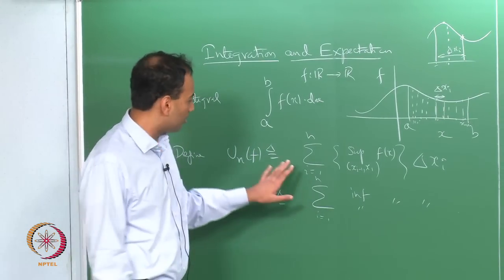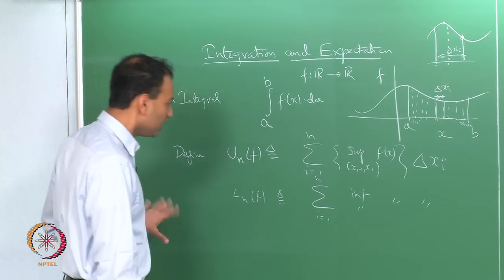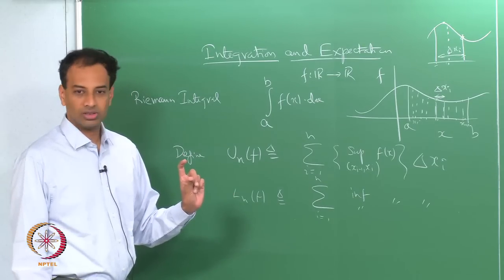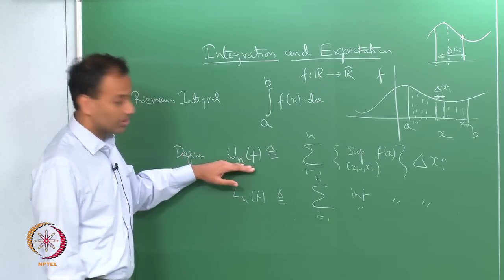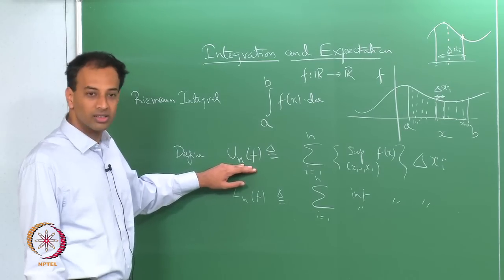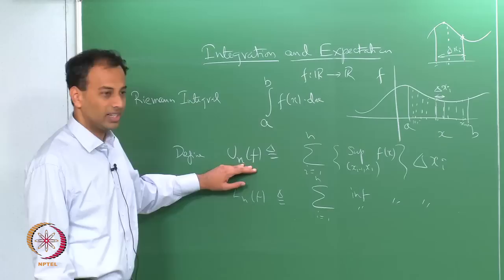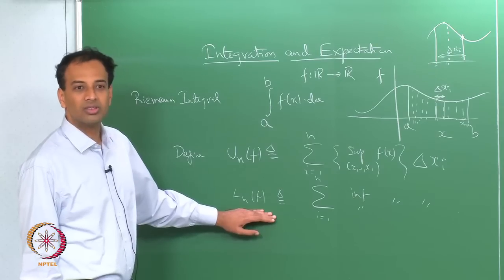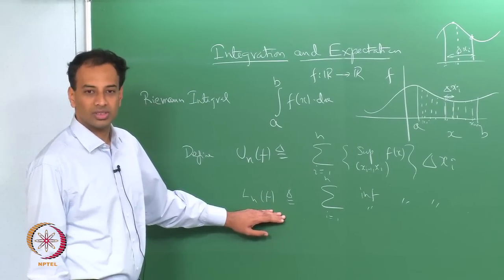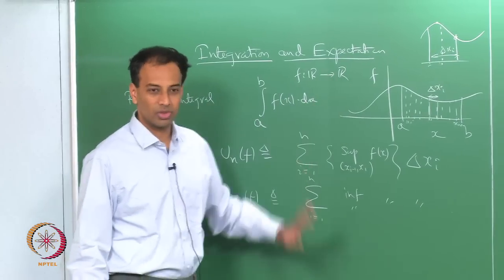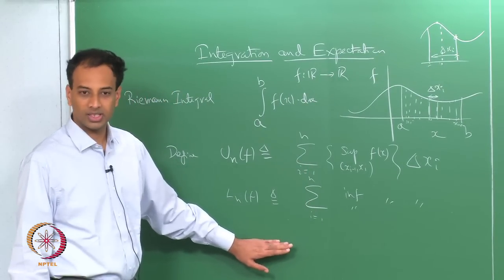So if you send n to infinity, such that each delta x I goes to 0, this sequence must necessarily attain a limit, because this is a monotonically decreasing sequence and this is a monotonically increasing sequence. For the moment, let us assume that f is bounded. Is that clear?